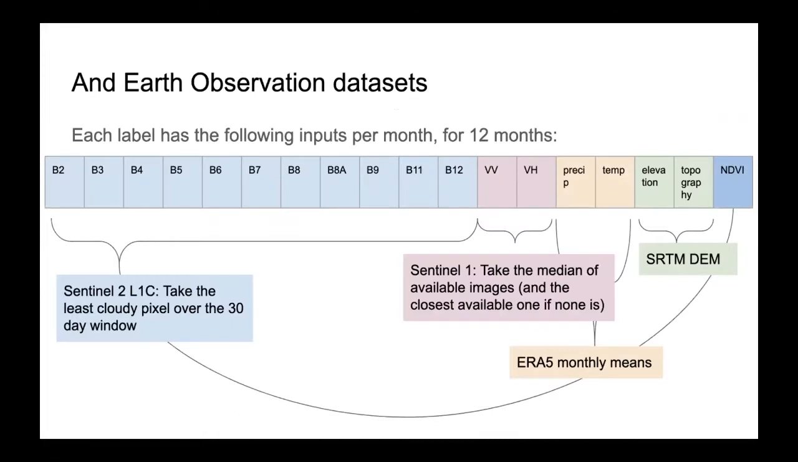In addition, we included remote sensing data from 4 data sources as input to construct a 12 time step pixel time series for each pixel, where each time step represents 30 days. So we took Sentinel-2 L1C, and we took the least cloudy pixel in the 30-day window. For Sentinel-1, we took the median of pixels within the 30 days, or the closest one, if none was available. For ERA5 climatology, we took precipitation and 2-meter temperature. And finally, we took SRTM topography data, which remains static throughout the time series, but we can also get the slope from this.